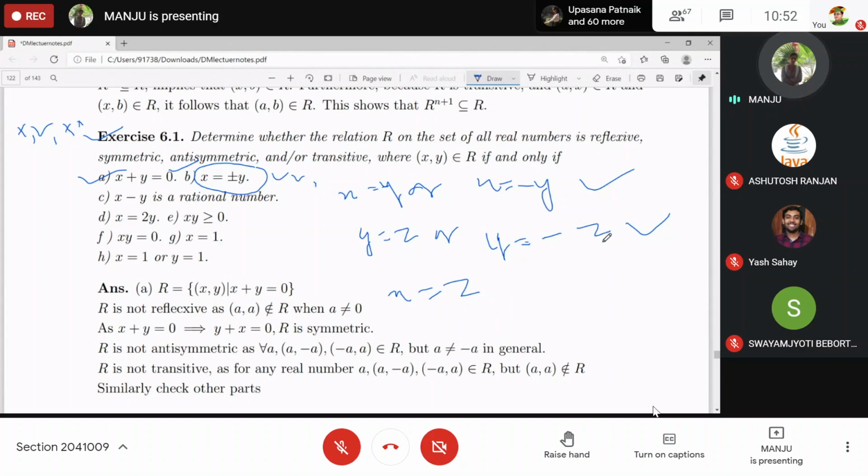What about this one and this one? X is equal to y, y is equal to minus z. So x is equal to minus z. So from here also x is equal to minus z. It will be coming from here. X is equal to z. It will come. So we are getting this one only. Transitive, right? Antisymmetric.